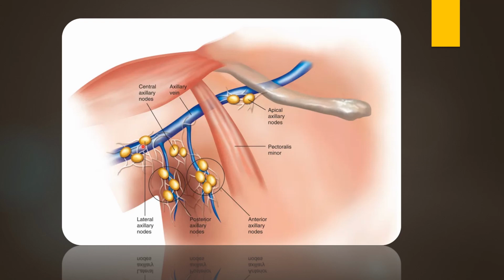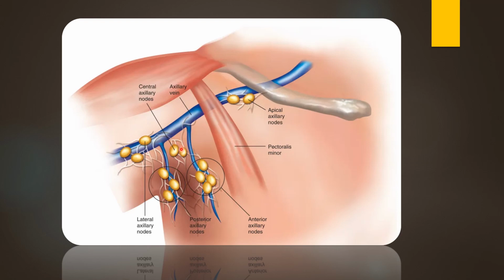The next one is the lateral group of lymph nodes. This lateral group is located in the lateral wall of the axilla. It lies posteromedial to the axillary vein. This receives afferent vessels from the entire upper limb except some of the lymphatics which accompany the cephalic vein. So most of the upper limb is drained by the lateral axillary lymph nodes.